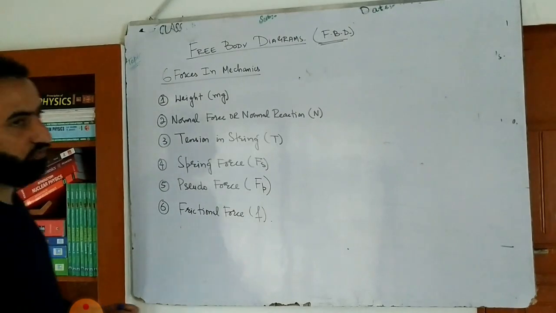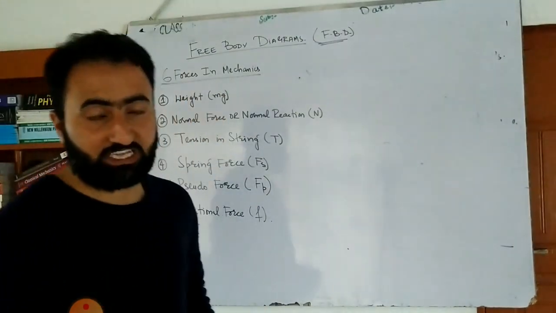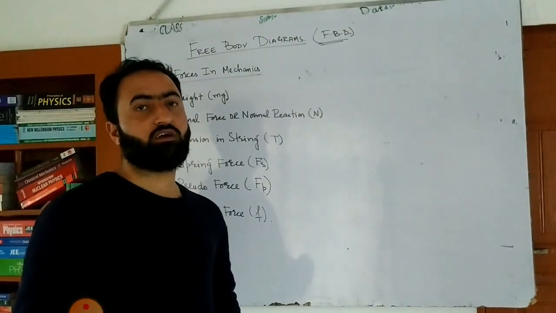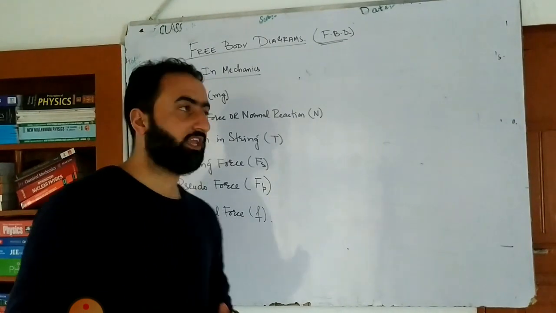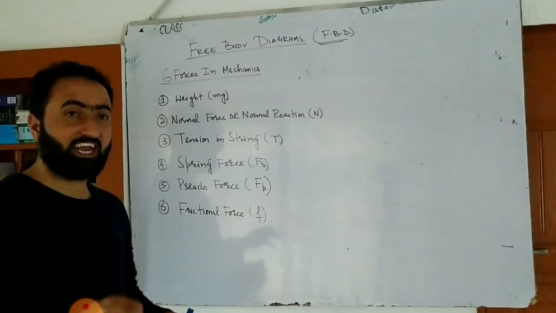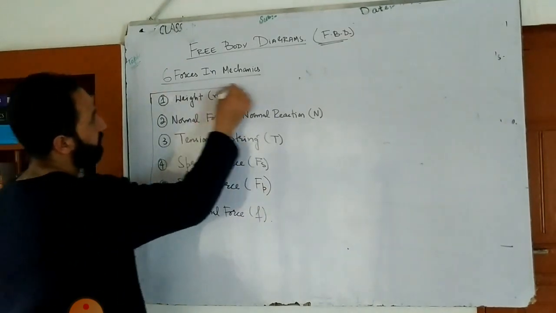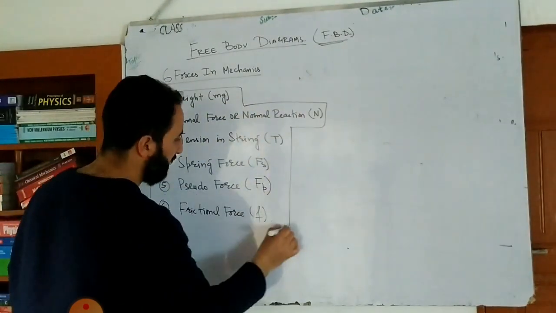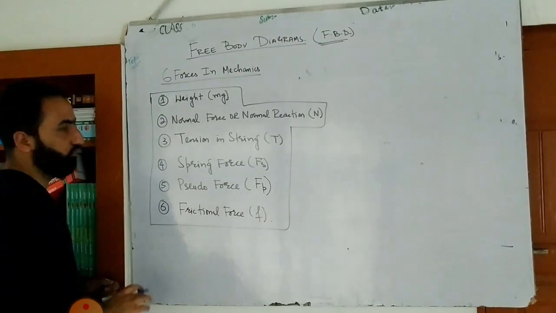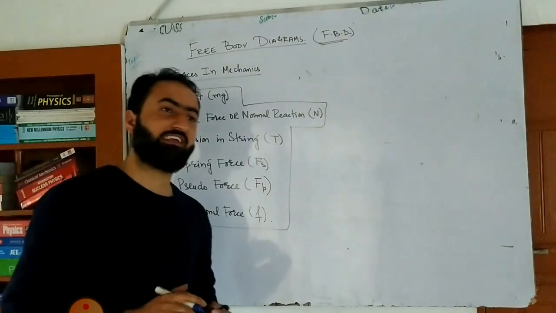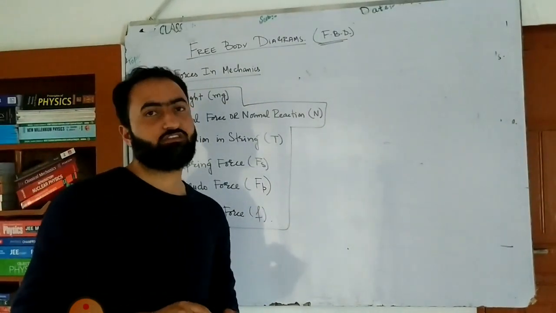So these are the 6 different forces which we will be dealing with in Newton's laws of motion. In NLM first, second, and as well as third, we'll be dealing with all these forces. Then there will be one more force called centripetal force, but we'll discuss that in NLM third, that is circular motion.